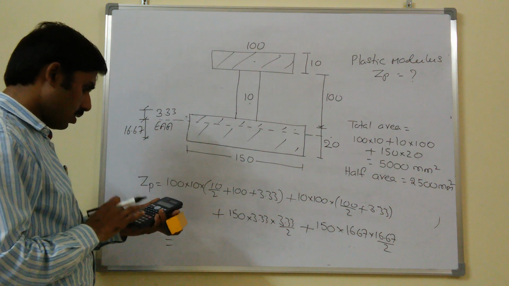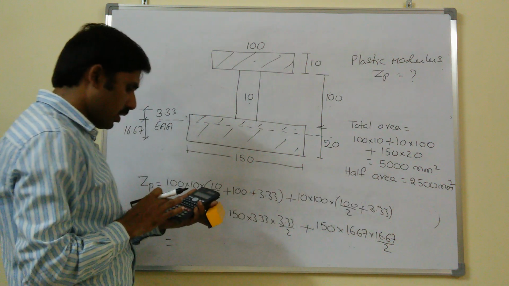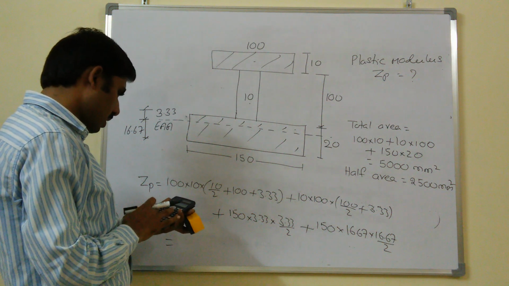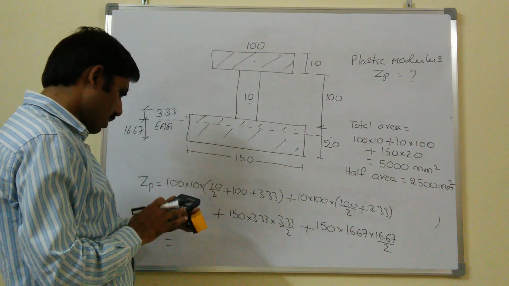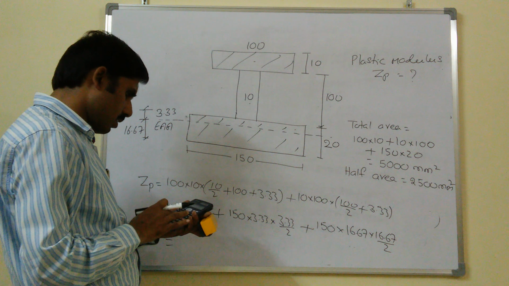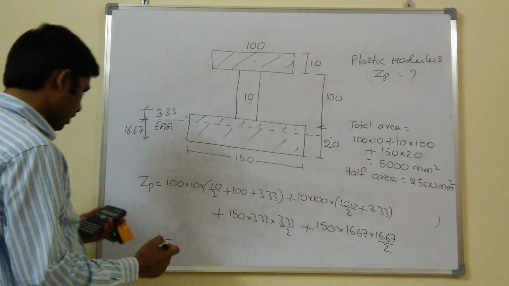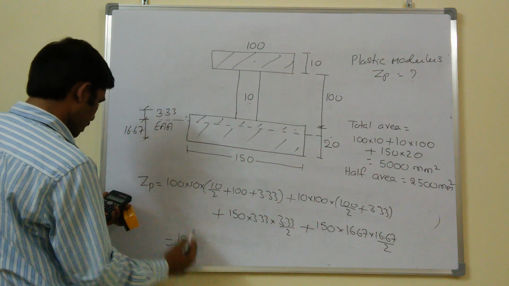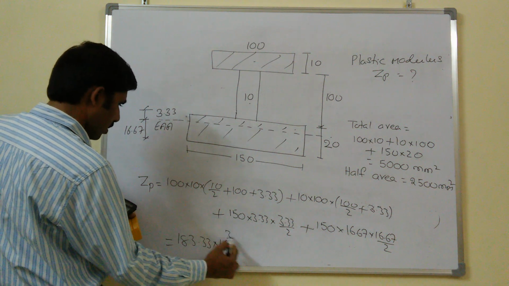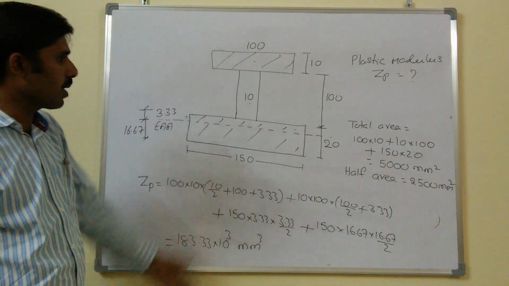plus that is 10 into 100, which is 1000, into 50 plus 3.33, that is 53.33, plus this one 150 into 3.33 into 3.33 by 2, plus that one 150 into 16.67 into 16.67 by 2. That is 183.33 into 10 cube mm cube. So like that, for unsymmetrical sections also we can find plastic modulus.